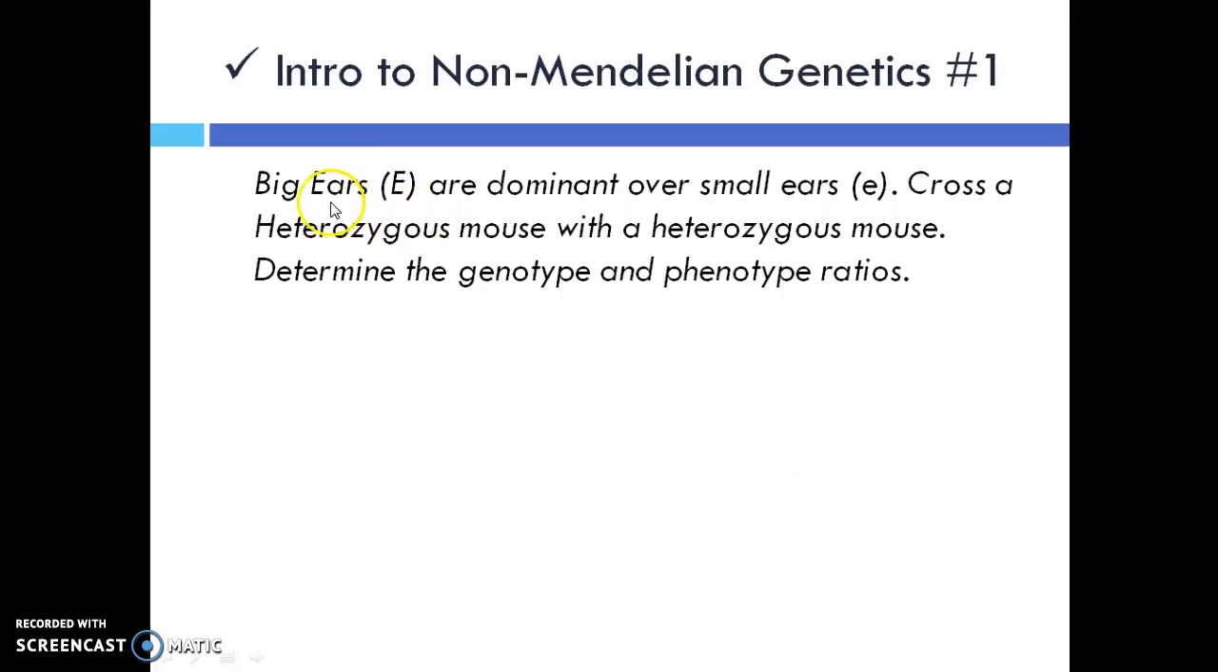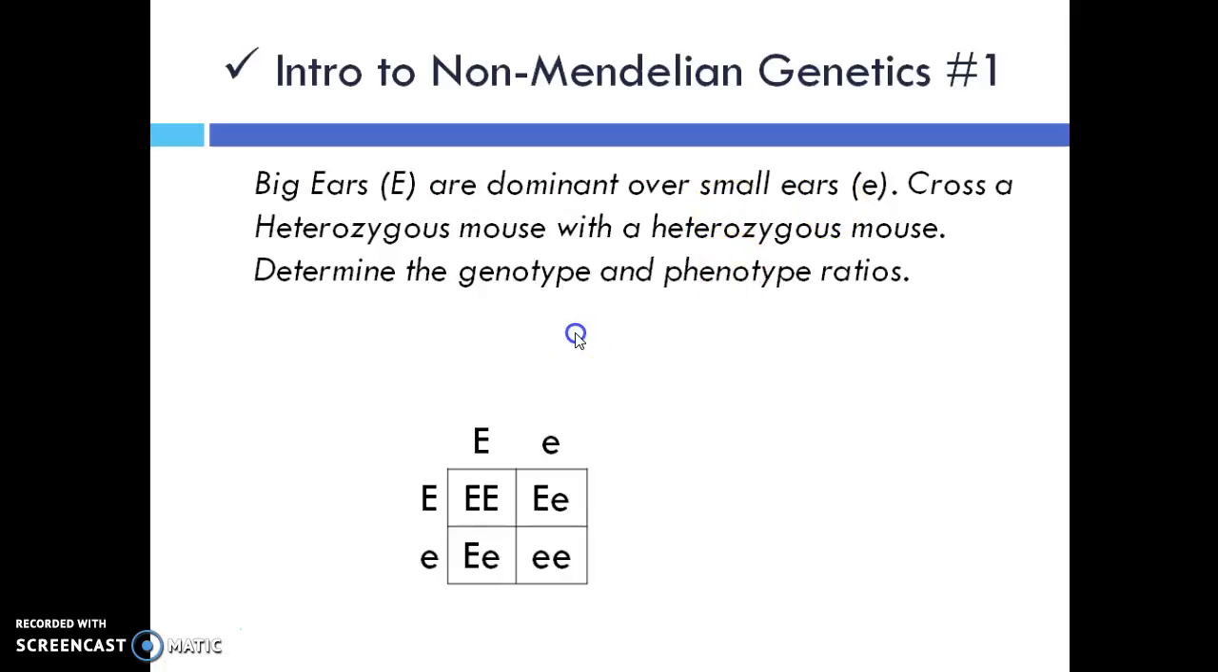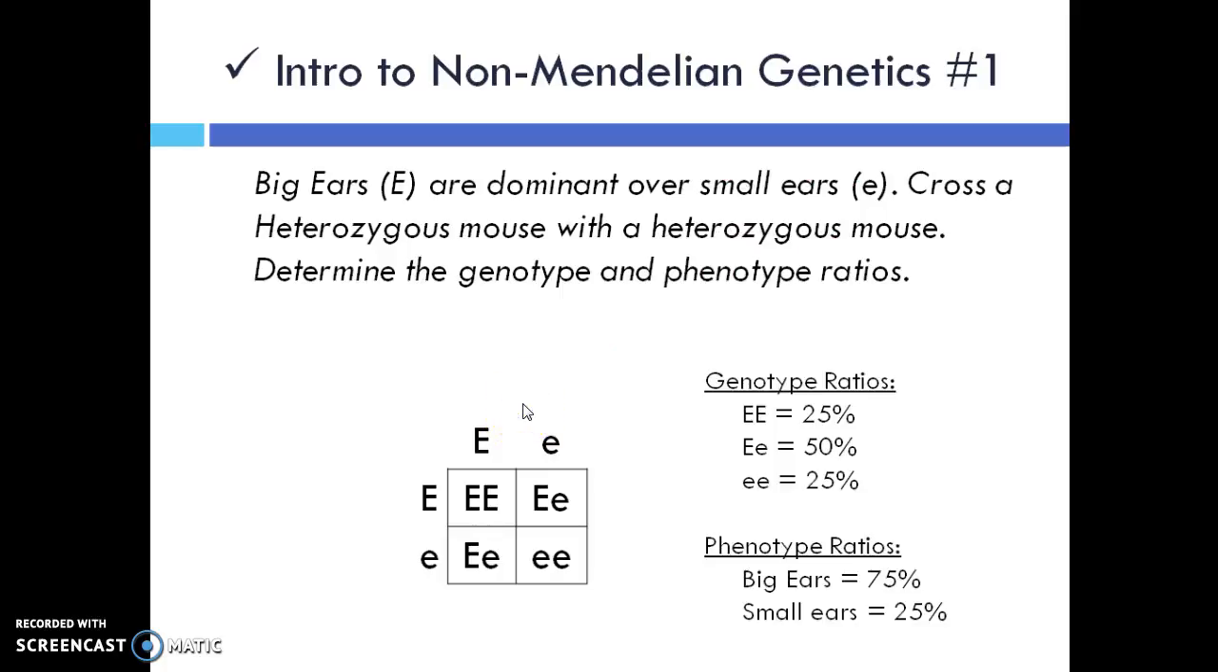Here in this scenario, we've got big E. Big ears are dominant over small ears. We're crossing two heterozygous mice. So your Punnett square should look like this. Your genotype and phenotype ratios should look like this if we're following Mendel's rules. So again, pause if you need to make corrections on your Intro to Non-Mendelian Genetics cross number 1 if necessary. If not, let's keep moving on.